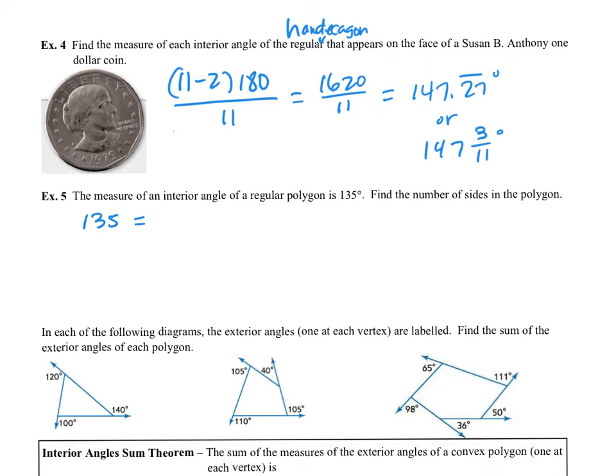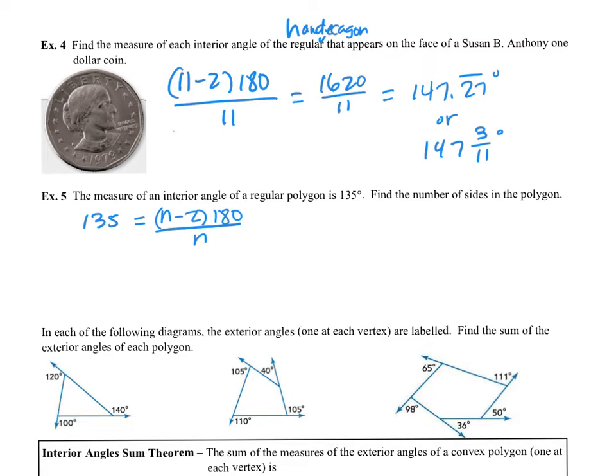To find the measure of one of those angles, we'll take the total of the interior angles, which would be n minus 2 times 180. What I've written right here is the total of all n angles. Now we're going to divide that total by the number of sides, which is n, and when we do that, we get 135. So if we know the measure of one interior angle, we take the total of the interior angles divided by the number of angles, and we can write an equation and solve for n.